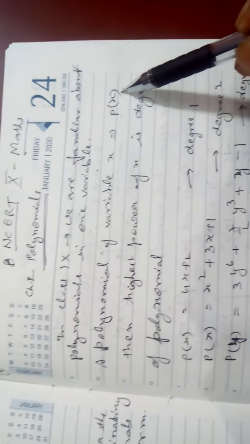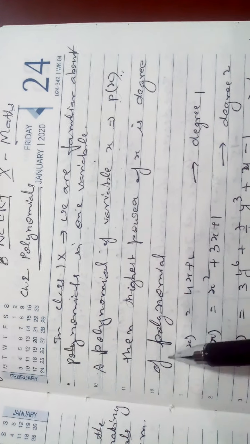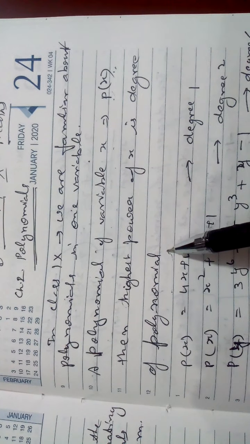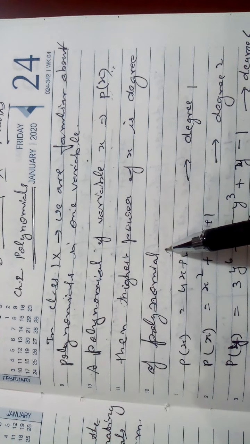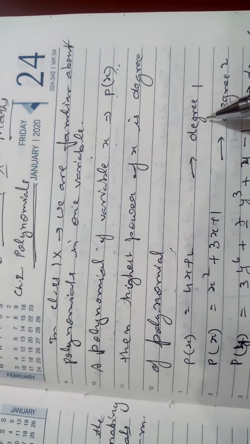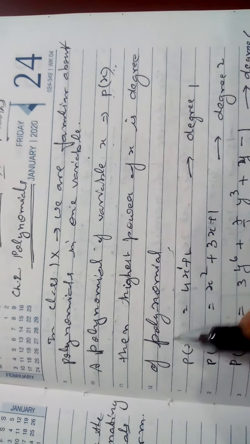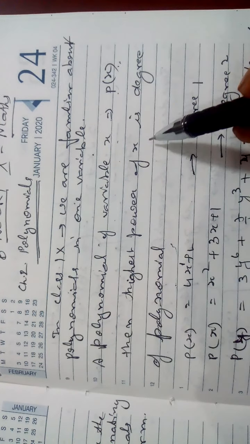Then the highest power of x is called the degree of the polynomial. In class 9th it is very clearly given. Some examples I have written here. You see 4x plus 2, whose degree is 1, since x has power 1. So what is the degree of the polynomial?